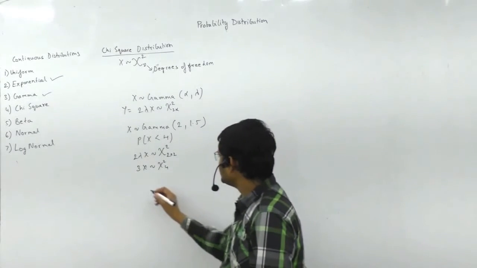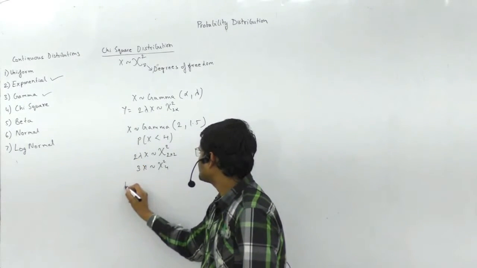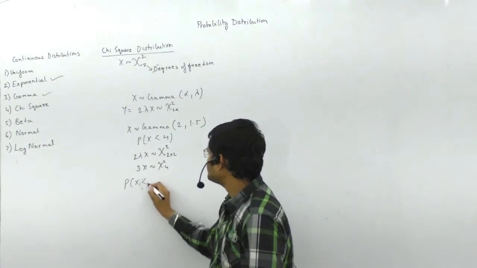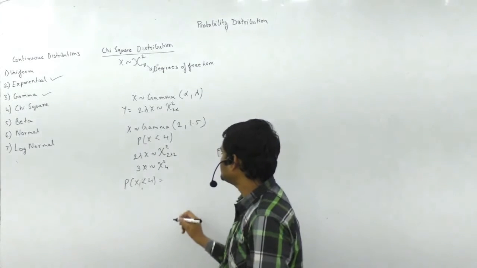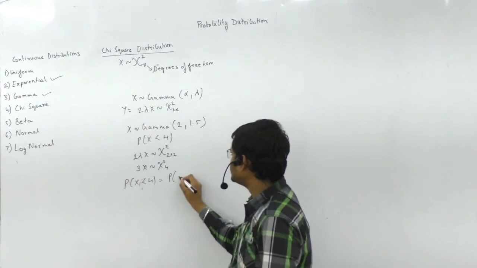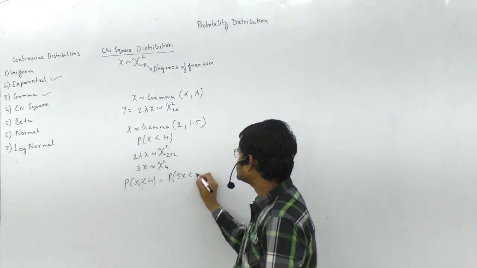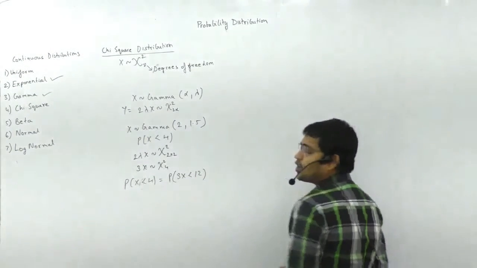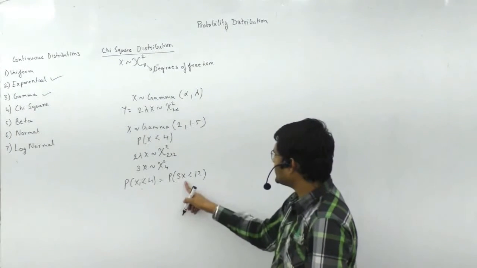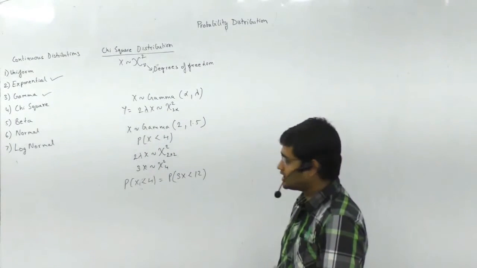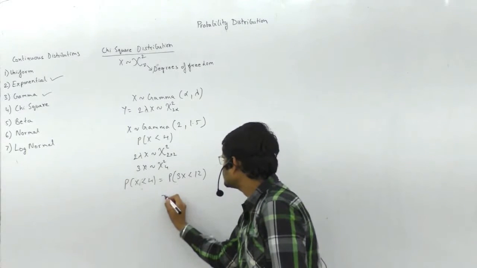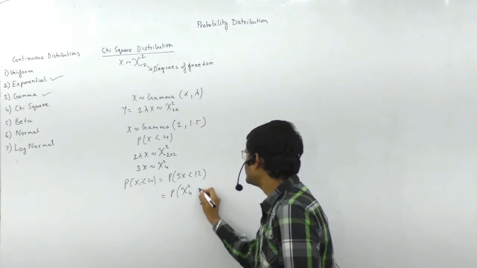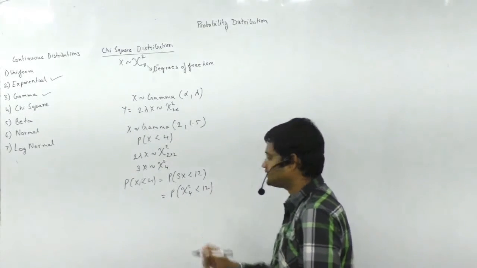Now while solving, we write probability x less than 4 will be equal to, I can write probability 3x less than 12. All I did was multiply 3 on both sides. Now 3x is nothing but chi-square with the parameter 4. So I can say this is nothing but probability chi-square 4 less than 12.